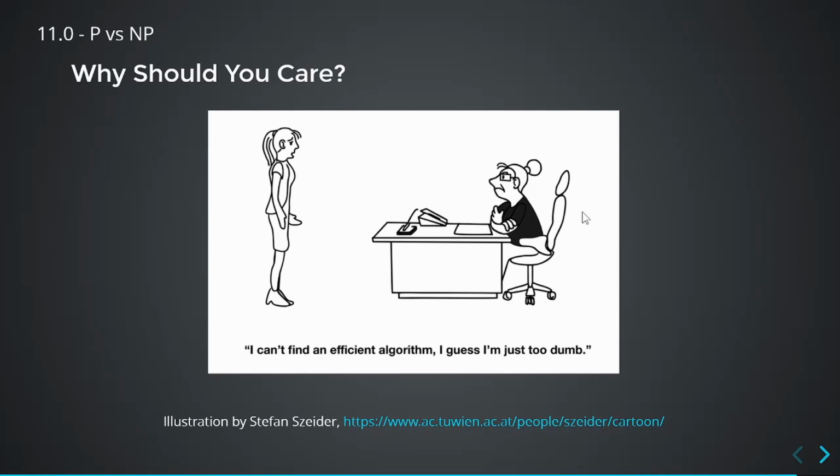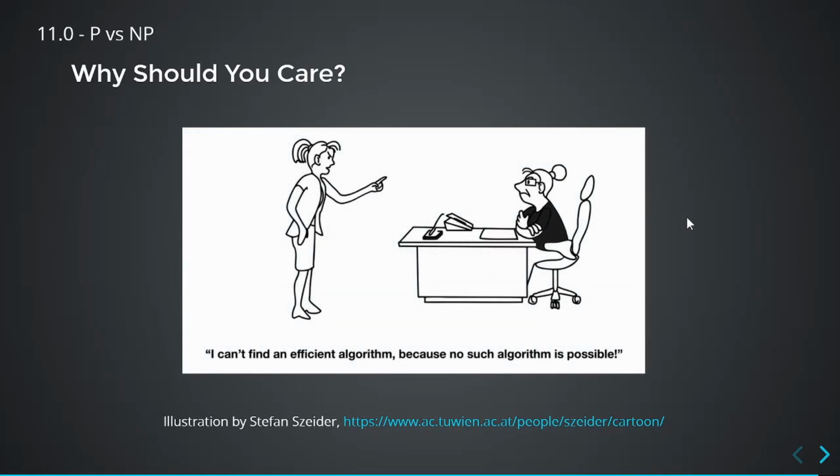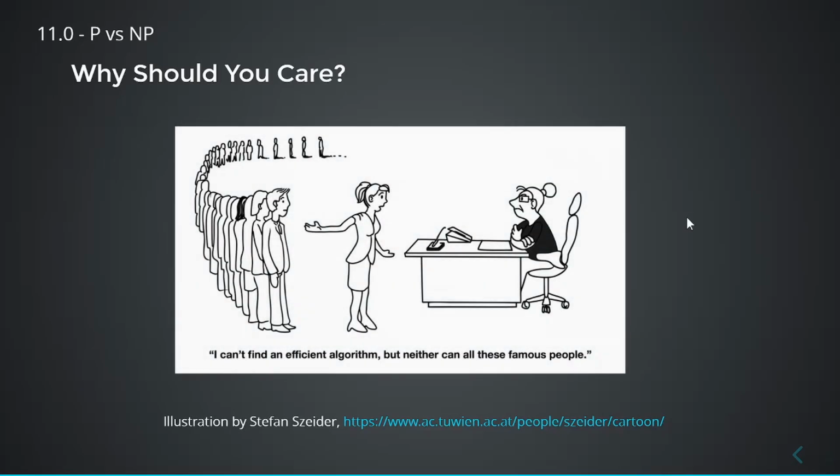And you can just go to your boss and say, look, I'm dumb, I can't do it. Or if you can recognize that this is an NP problem, you can tell your boss, look, I can't do it because it's not possible. At least people way smarter than me, people working in computer science research at all these famous universities, they can't do it. So how do you expect me to do it? That's the thing, all these great lecturers, all these great scientists, they can't do it.